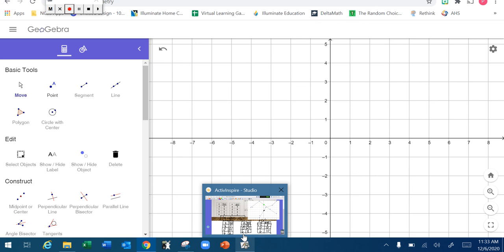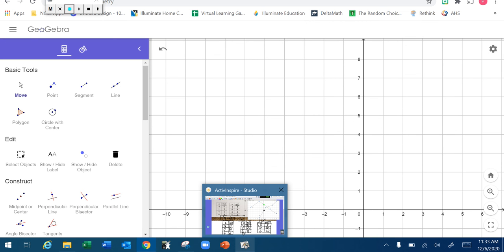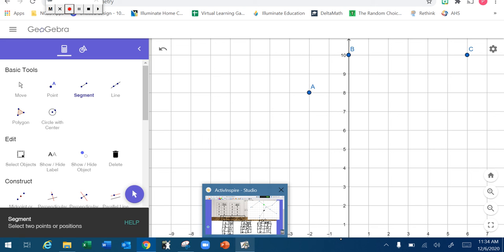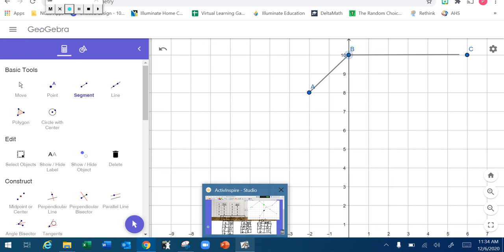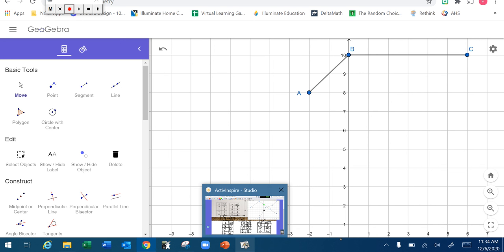So -2 and 8. I need to move this down so I can see 8. -2 and 8. And you could have extended this table for as long as you wanted to. And then 0 and 10. And then 6 and 10. And then I'm going to assume that these are lines, which is called piecewise functions when you have lines pieced together like this. This is called a piecewise function.